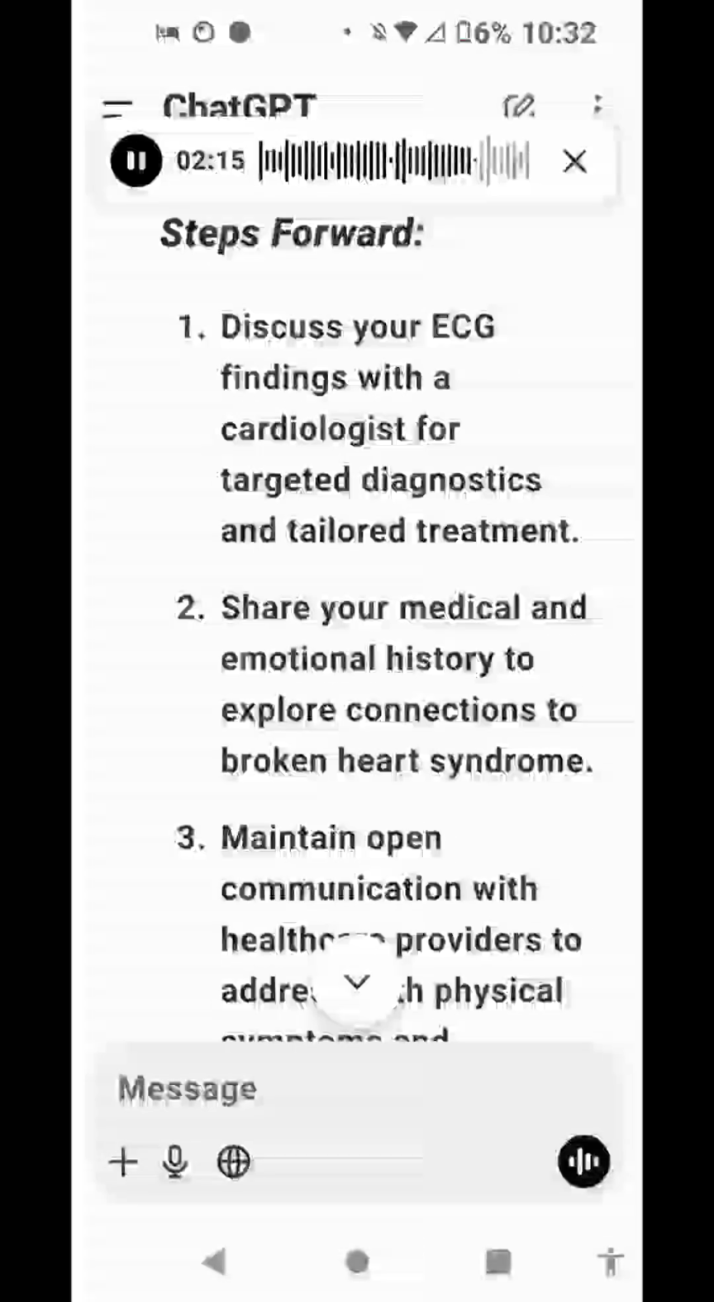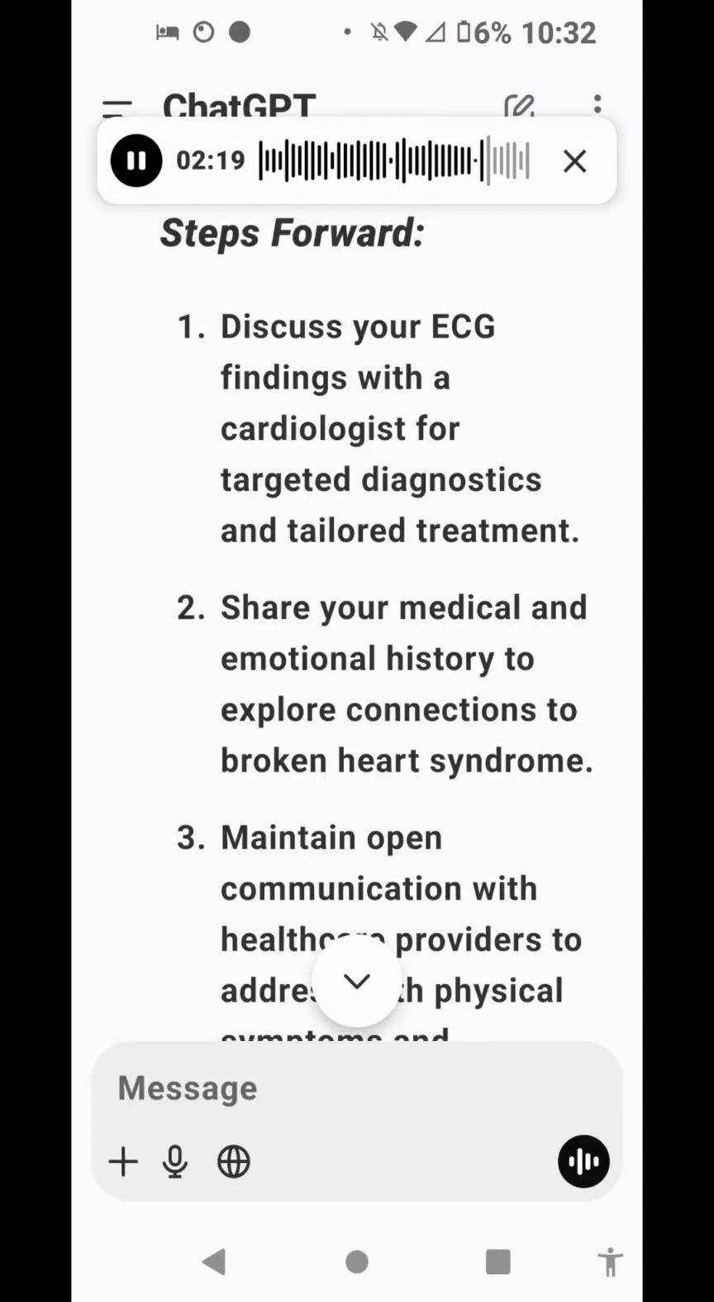Steps forward. 1. Discuss your ECG findings with a cardiologist for targeted diagnostics and tailored treatment. 2. Share your medical and emotional history to explore connections to broken heart syndrome. 3. Maintain open communication with healthcare providers to address both physical symptoms and emotional well-being.